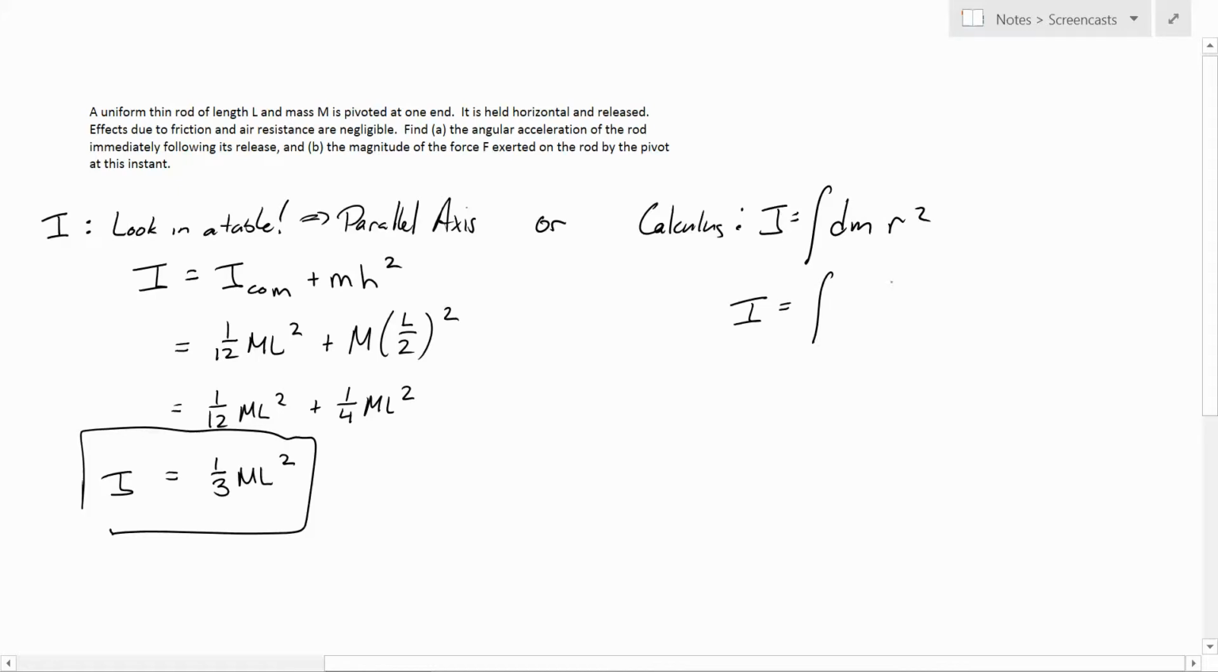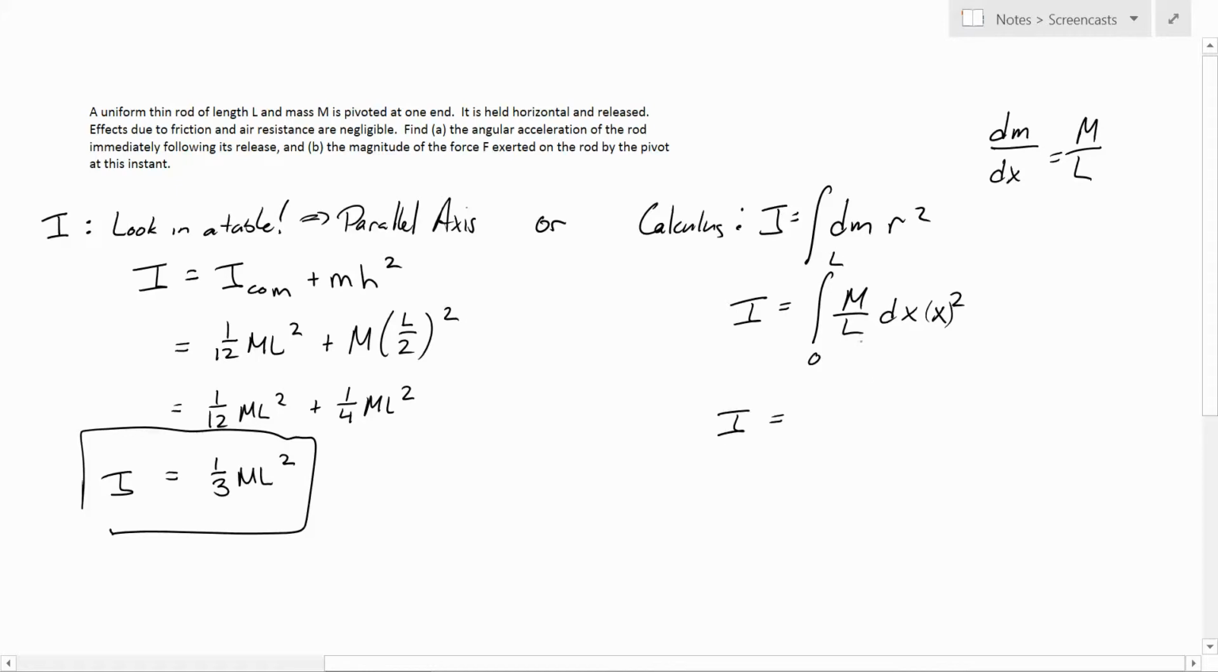dm for a uniform rod, well, our idea for this is that the little mass over the little length is the total mass over the total length if it's uniform. So dm would look like m over L dx r squared. r in this case will be x, so x squared. We're going to integrate from 0 to L.